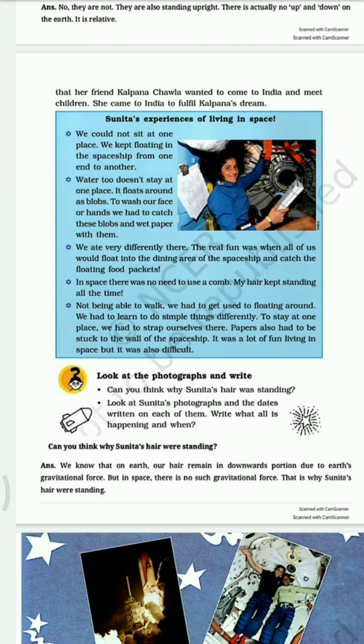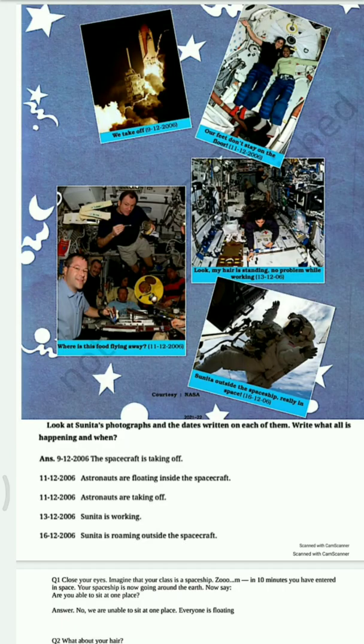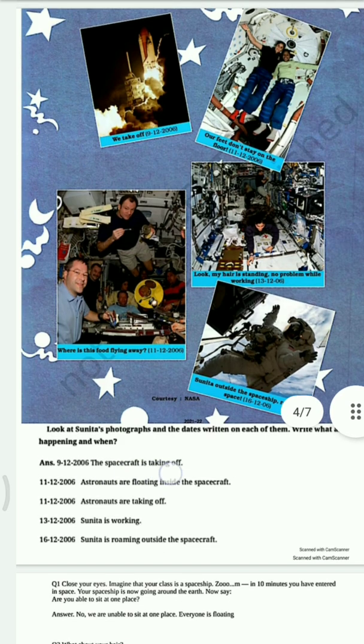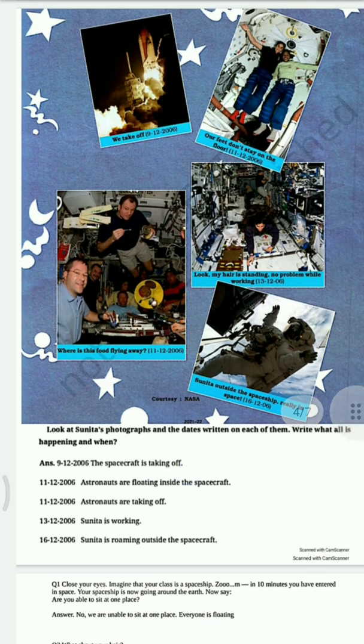Now the second question is, look at Sunita's photographs and the dates written on each of them. Write what is happening and when. So there are some pictures given on this page. The first picture was taken on 9/12/2006. Okay, so it is written here, we take off. Its answer is given below. The spacecraft is taking off. So the spacecraft carrying Sunita Williams is taking off.